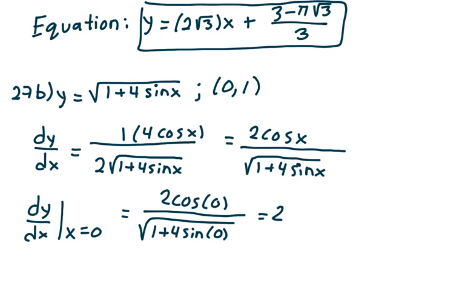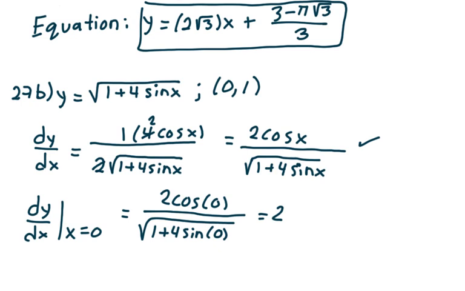If we take a look at 27b, we have y equals the square root of 1 plus 4 sine x, and the ordered pair is 0, 1. So we're going to look at dy/dx. That's, by the chain rule, 4 cosine x divided by 2 times the square root of 1 plus 4 sine x. But remember, 2 goes into 4 2 times, and so we get 2 cosine x divided by the square root of 1 plus 4 sine x.